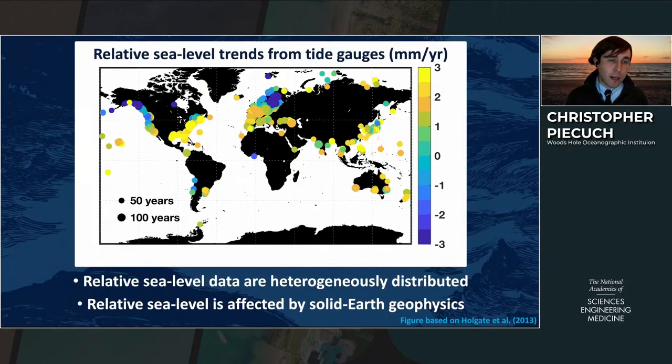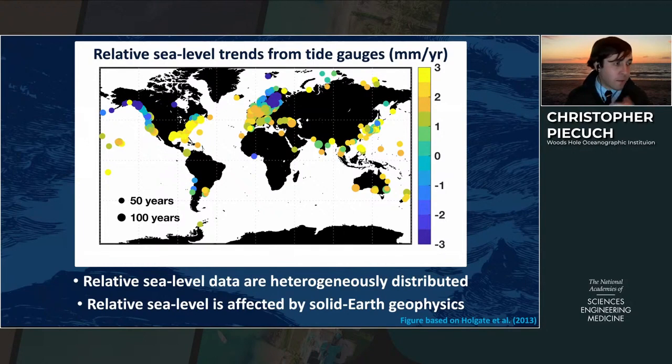So here I'm illustrating the global tide gauge network. Again, global ocean here. Each one of these circles indicates the location of a tide gauge, and the relative size of the circles indicates how long the record is. So bigger circles go with longer records. And the color shading is the rate of relative sea level change. So I've just simply taken the available data at each site and fit a linear trend. So the yellows are indicating more sea level rise, and the blues are indicating sea level fall.